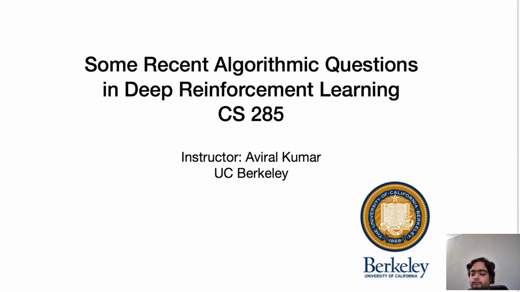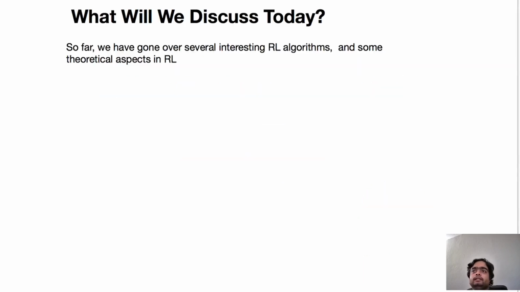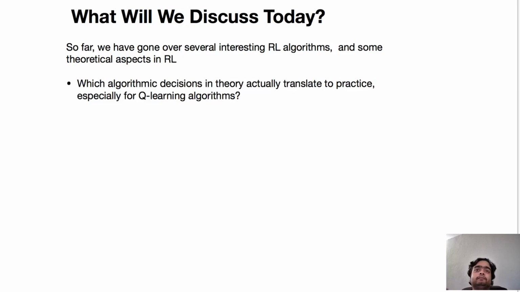Okay, so broadly, what we'll discuss today is how whatever we have gone over so far, which is different RL algorithms as well as some of their theoretical aspects, translates to practice. For instance, in deep Q learning, what do the algorithmic decisions that we have seen in theory actually translate to in practice? Those kinds of things, we'll look at them.